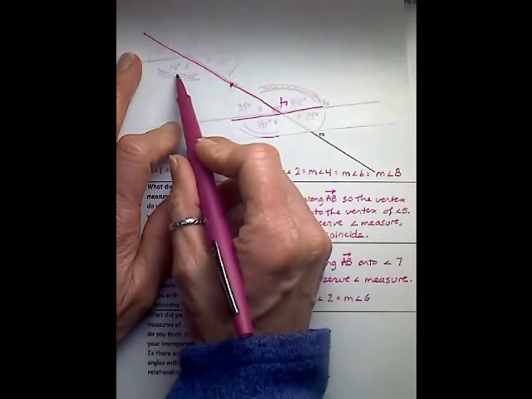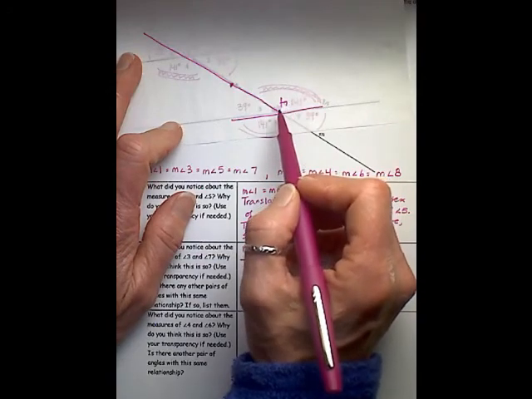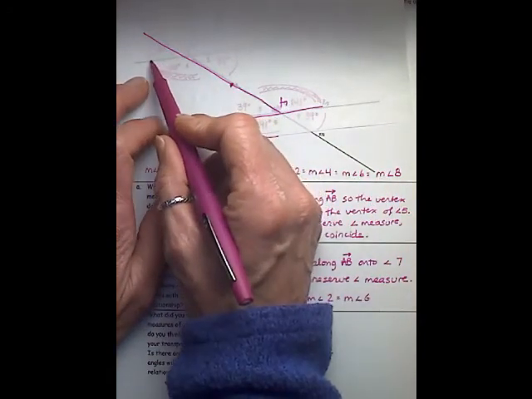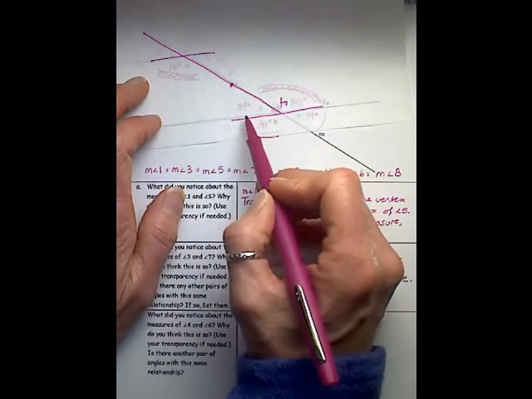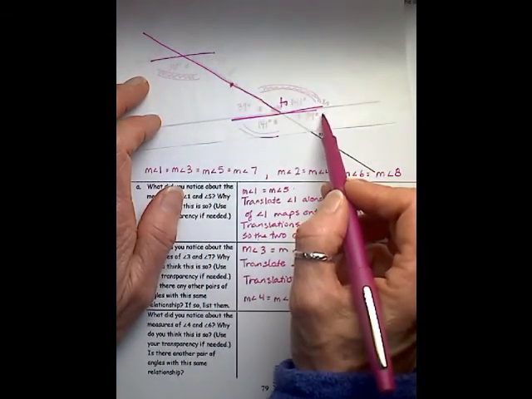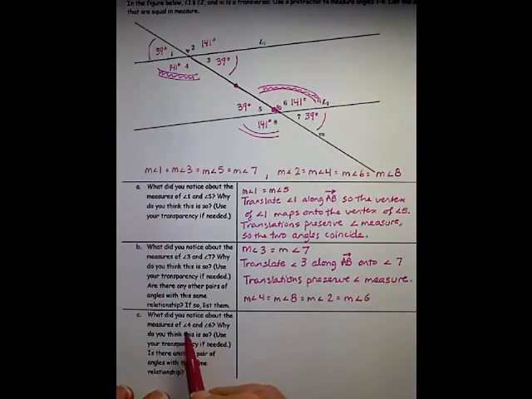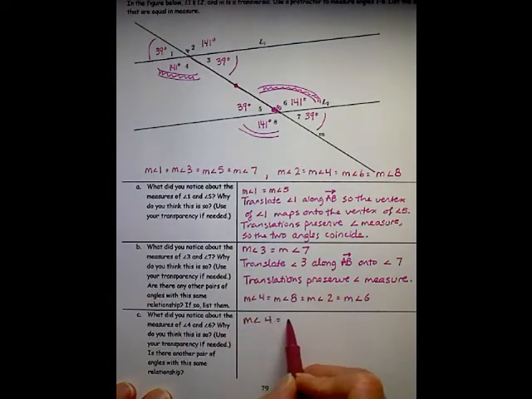So if you can map one angle onto another, that proves that they are equal. And with the 180-degree rotation, we have this segment parallel to this segment. So line 1 parallel to line 2. So what do we notice about the measures of angle 4 and angle 6? The measure of angle 4 is equal to the measure of angle 6.